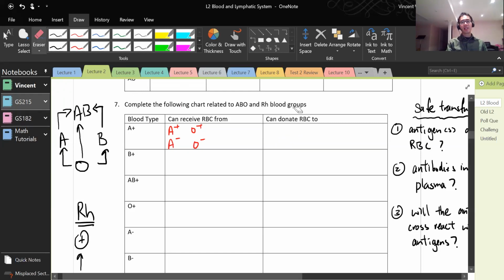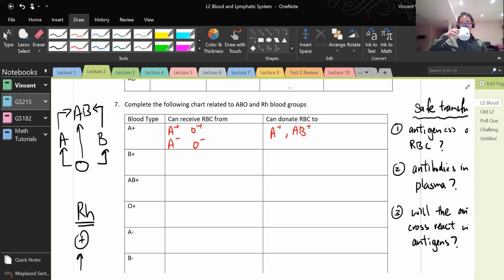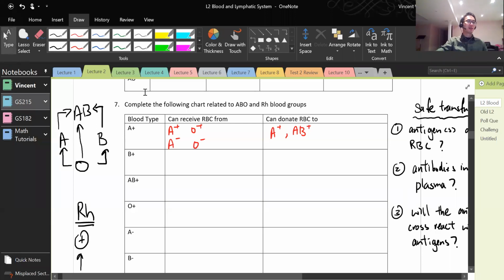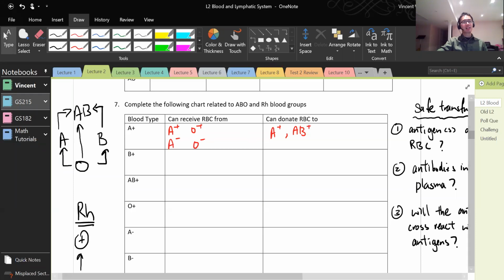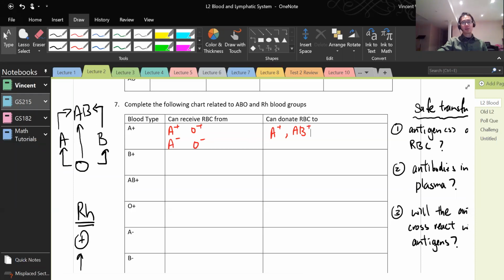Okay, who can you donate to? If you're A positive, you can donate to, of course, other A positive. And you can also donate to AB positive. Okay. Can I donate to anyone else? Can I donate to AB negative, for example? No. Yes, a capital no from Shamira. That's right. Okay. If you're positive, you cannot give it to negative people.